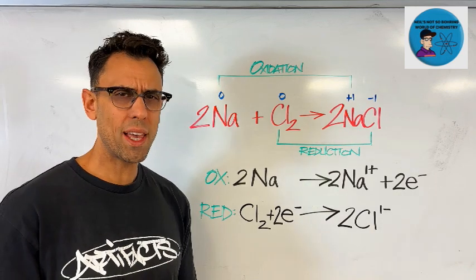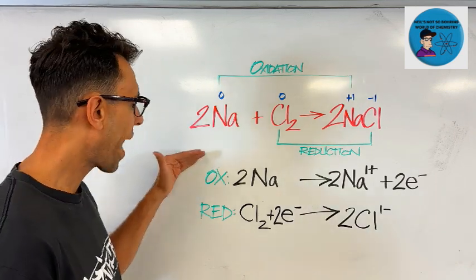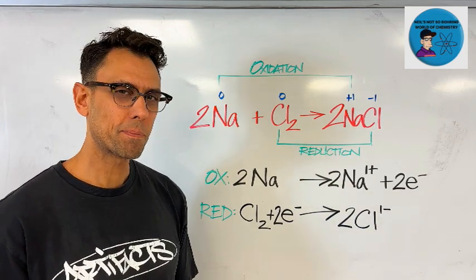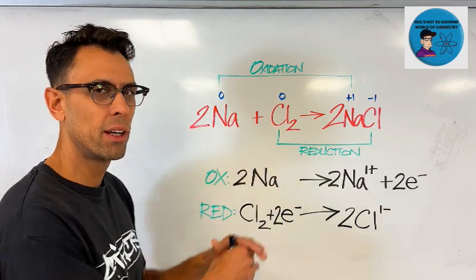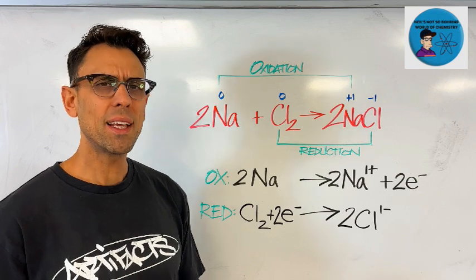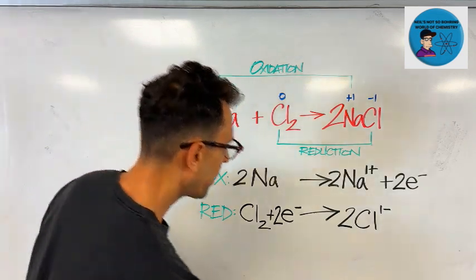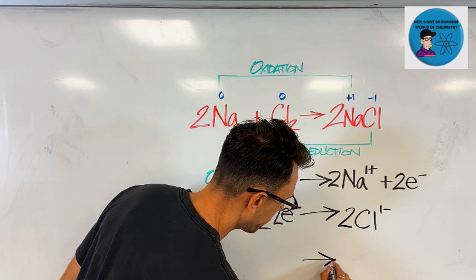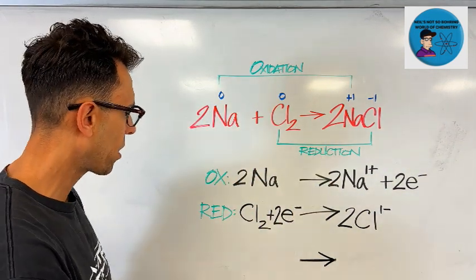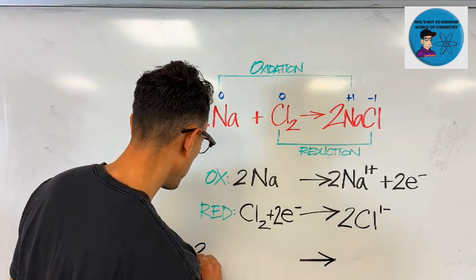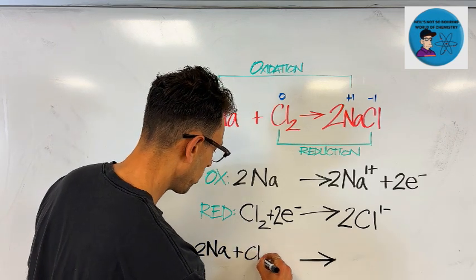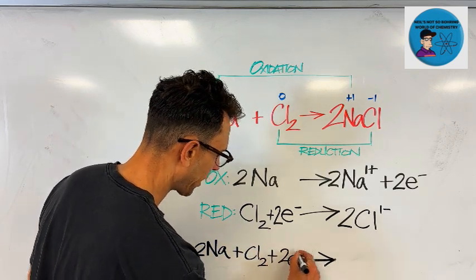And I want to show you one other way you can check your work. Your 2 half reactions, well, they came from this original balanced equation, right? So if we put these together, we should get our original balanced equation again. Let's see if that happens. So I'm going to put an arrow down here. And if I add these 2 equations together, on the left side of the arrow, I would have 2Na, also Cl2 plus 2 electrons.